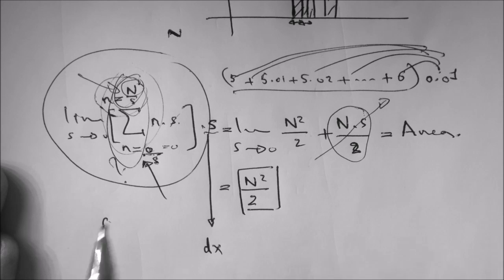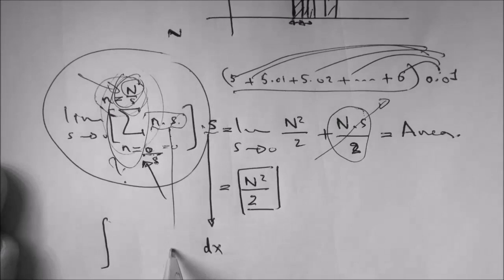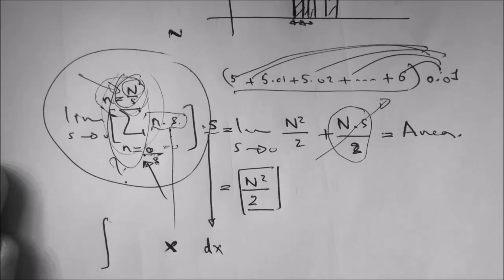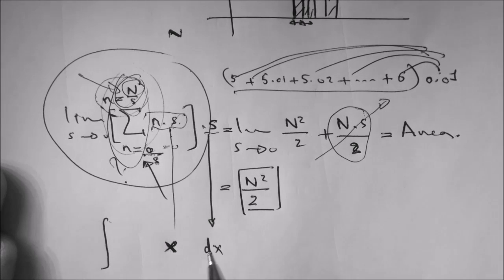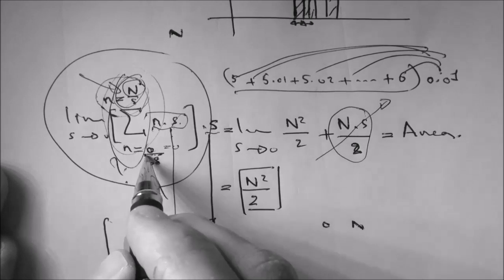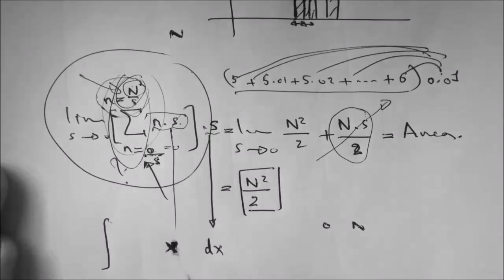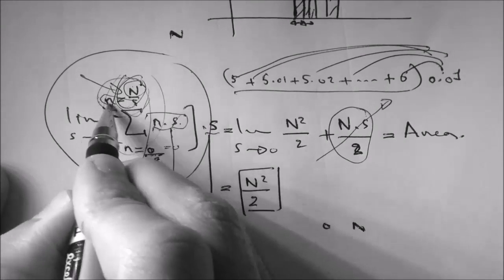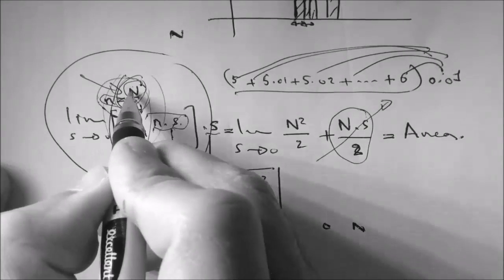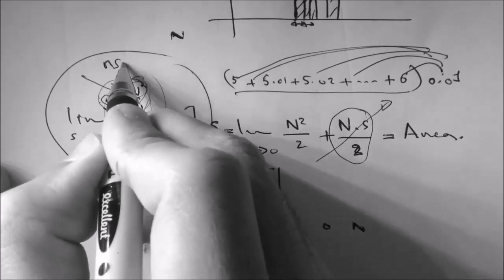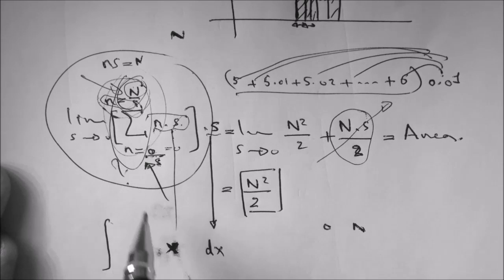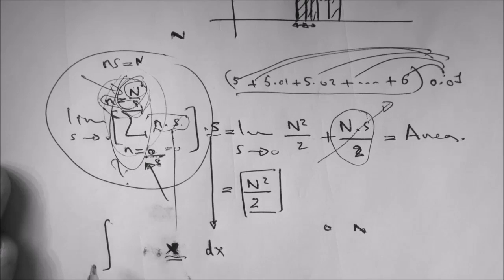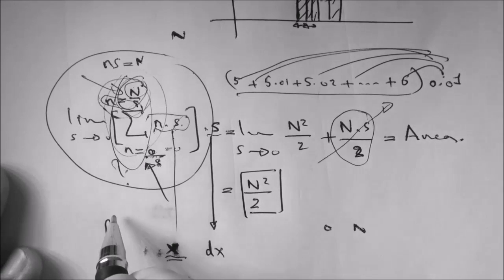Okay, we have n times s. I will write it as x. I'll explain that later. And to illustrate the effective limits of this operation, it was 0 and n, not 0 and n over s, I'll write n times s. So if n equals n over s, then n over s times s equals n, and n equals 0 gives n times s equals 0.